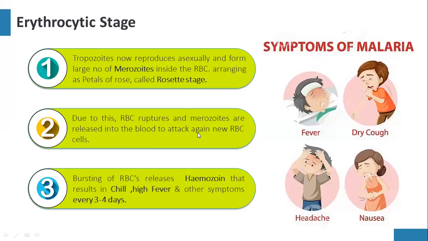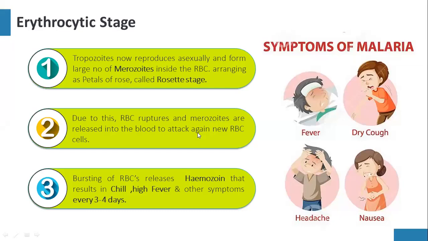Cryptozoites came out of the liver and attacked the RBC. On the RBC, the cryptozoite converted to a trophozoite. The trophozoite is feeding on the RBC and converting itself into merozoites. Merozoites will kill the RBC, release the hemozoin, and now attack a new RBC.